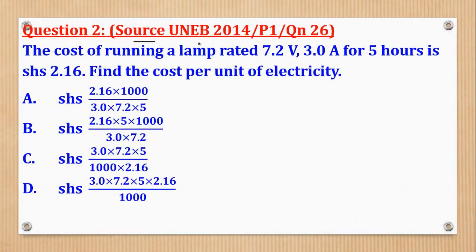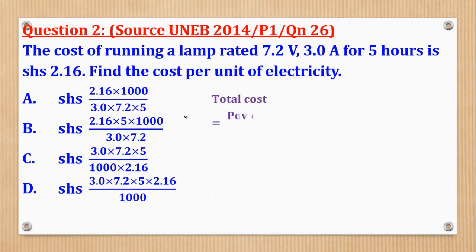Then question 2 came from UNEB 2014 paper 1 question 26, and it says the total cost of running a lamp rated 7.2 volt 3 ampere for 5 hours is shillings this. Find the cost per unit of electricity.